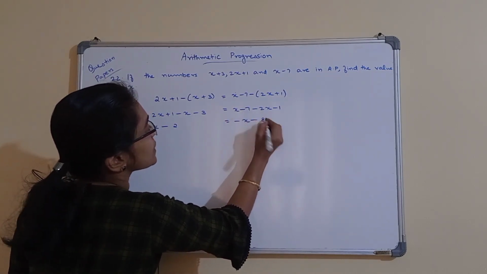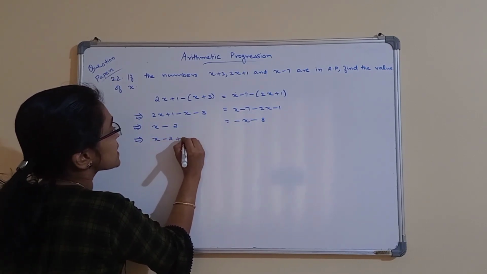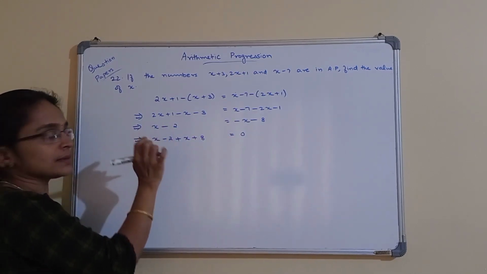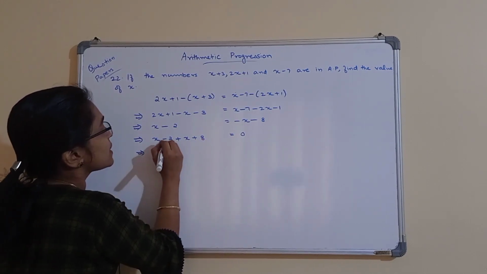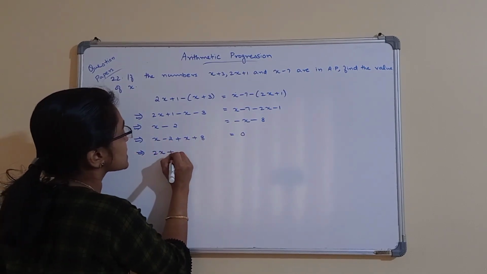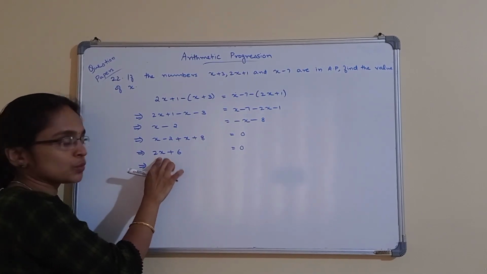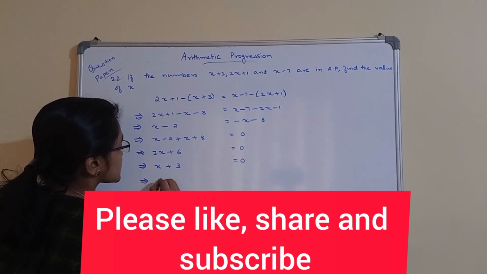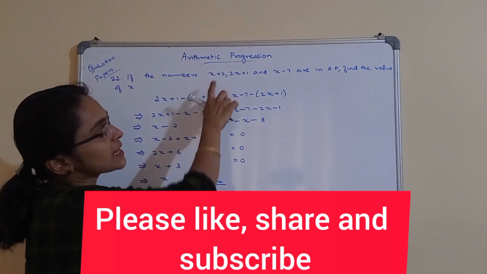Minus 7 minus 1 is minus 8, and this implies x minus 2 plus x plus 8 equal to 0. We have brought this to the left hand side. So x minus 2 plus x plus 8 equal to 0, which implies x plus x is 2x and plus 8 minus 2 is plus 6 equal to 0. And dividing these two terms by 2, we will get x plus 3 equal to 0. And this means x equal to minus 3. So, we got x as minus 3.